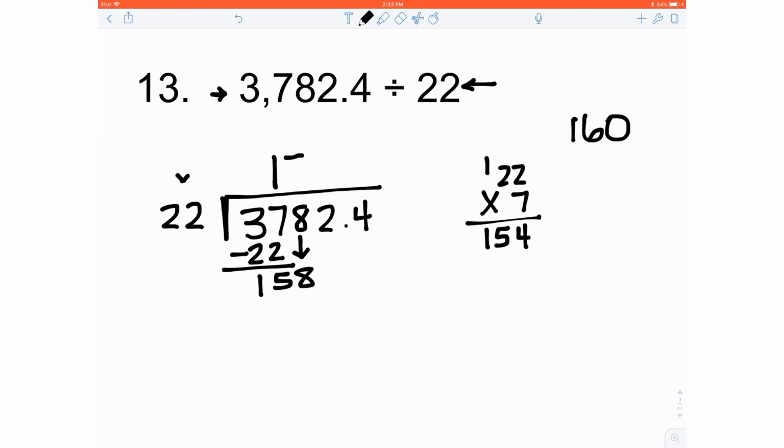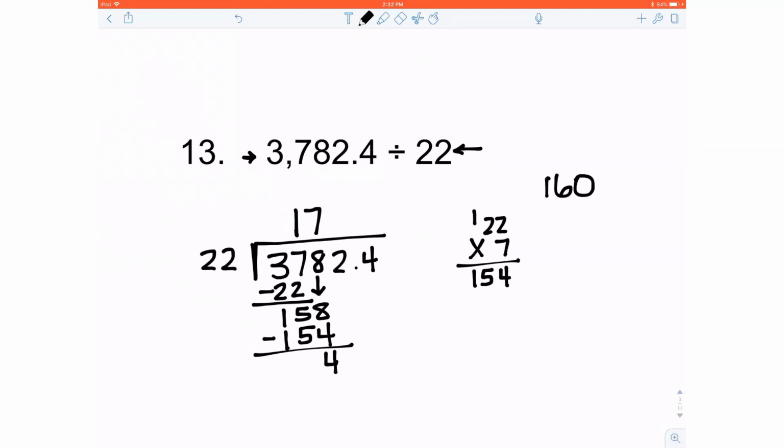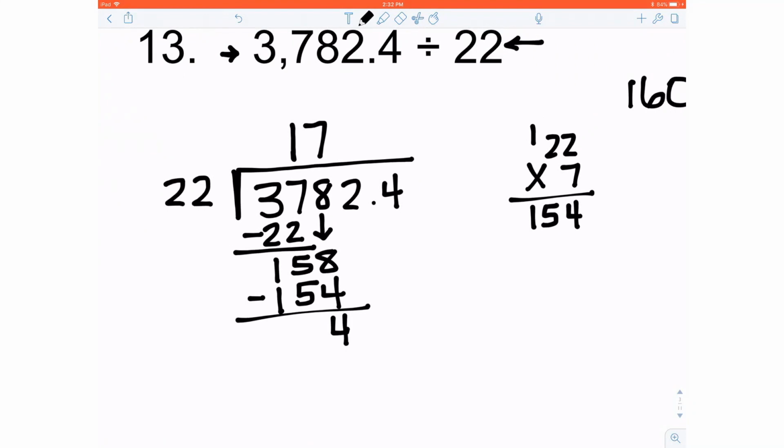So I'm going to put a 7 up here because that's how many times 22 goes into 158. And I know that 22 times 7 is 154, so I'm going to put that down here. And now I'm going to subtract them to see what's left over. So 8 minus 4 is 4, 5 minus 5 is 0, 1 minus 1 is 0. I don't have to do anything with that. 4 is definitely smaller than 22. Let me clean this up for you real quick. And I'm good to go. So now I bring down the 2.